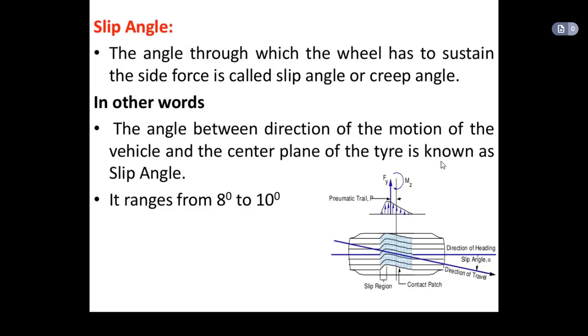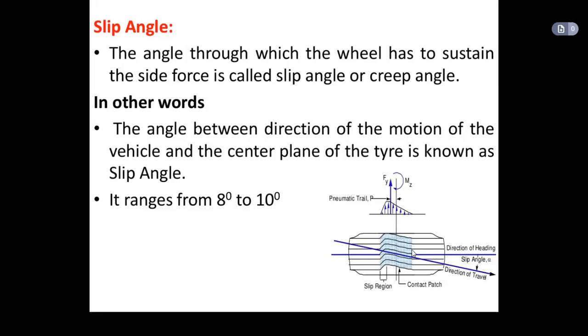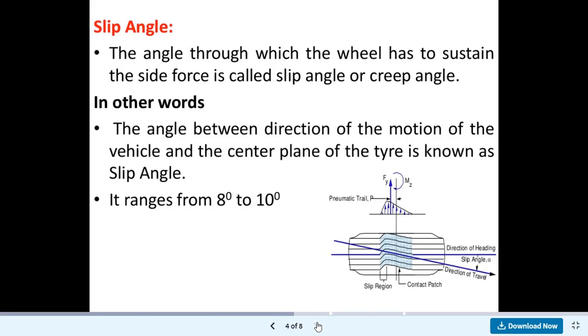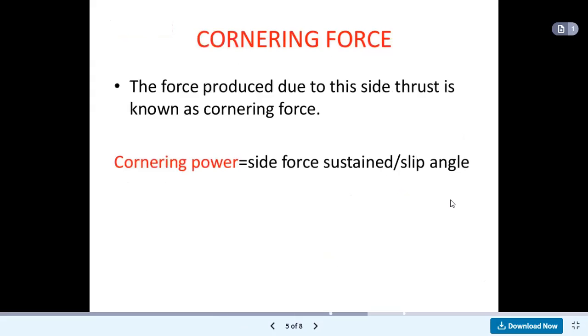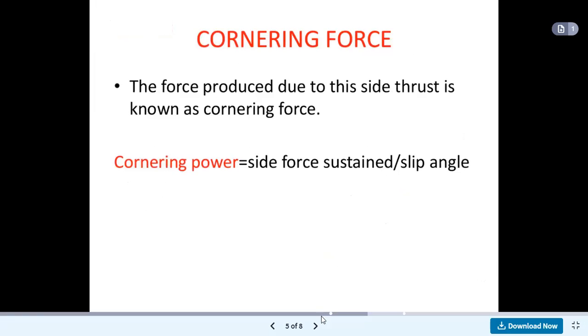I repeat again: the angle between the direction of motion, or direction of travel, and the center plane of the tire, that is the direction of heading, is known as the slip angle. It ranges from 8 degrees to 10 degrees. Next, the force produced due to this side thrust is known as cornering force. Cornering power is equal to side force sustained divided by slip angle.